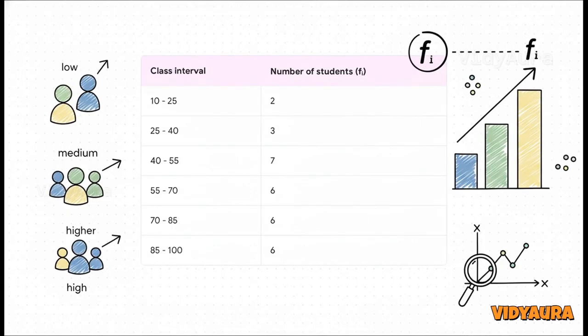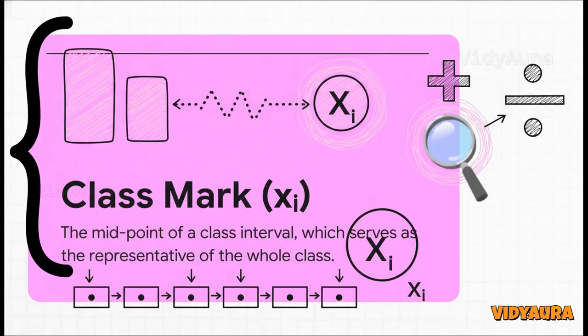This is called a grouped frequency distribution table. It tells us at a glance how many students scored in a certain range. Like, you can see right away that 2 students scored somewhere between 10 and 25. That number of students column, that's what we call the frequency, and we use the little symbol Fi to represent it.